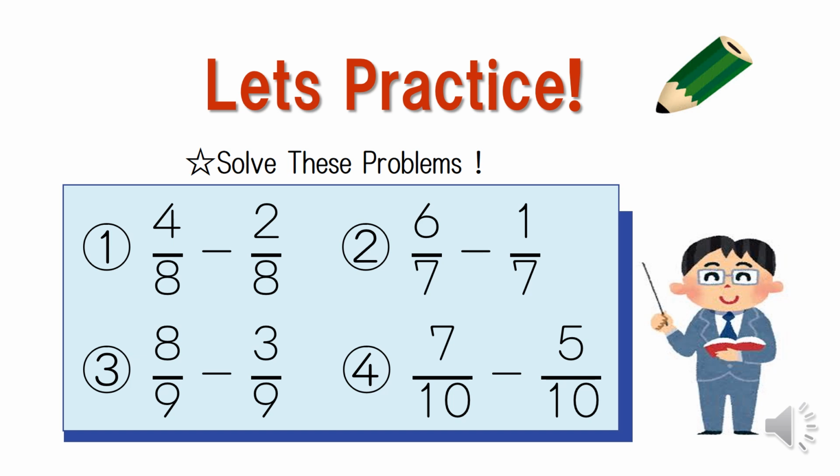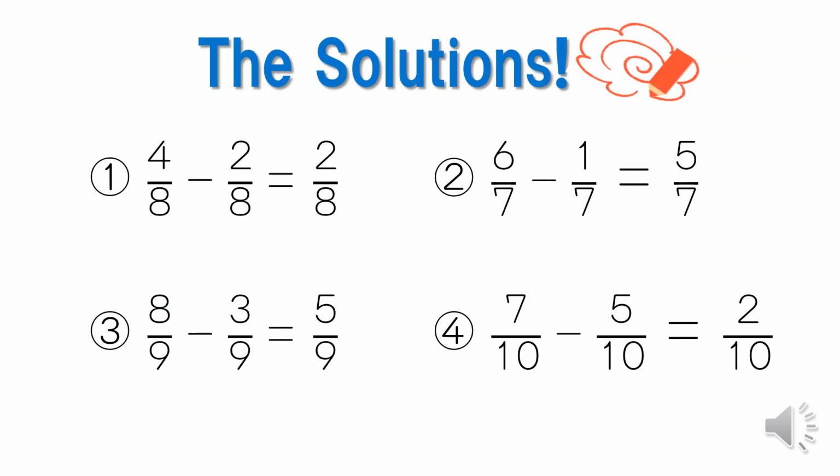Okay, let's check our answers. For question 1, 4/8 minus 2/8 equals 2/8. For number 2, 6/7 minus 1/7 equals 5/7.